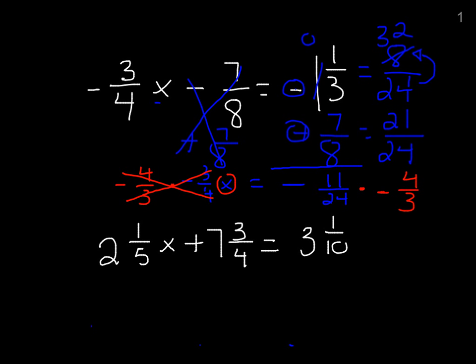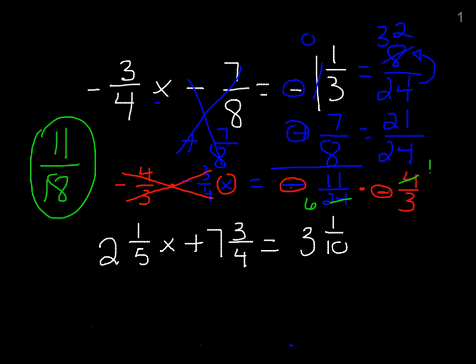So this means our answer is positive because this is negative and this is negative, so we know it's going to be positive. So I cancel where I can, which is the 4 and the 24. So that becomes 1, and that becomes 6, and then I multiply across. 11 times 1 is 11, and 6 times 3 is 18. The negatives cancel out, so the answer is positive 11 over 18.